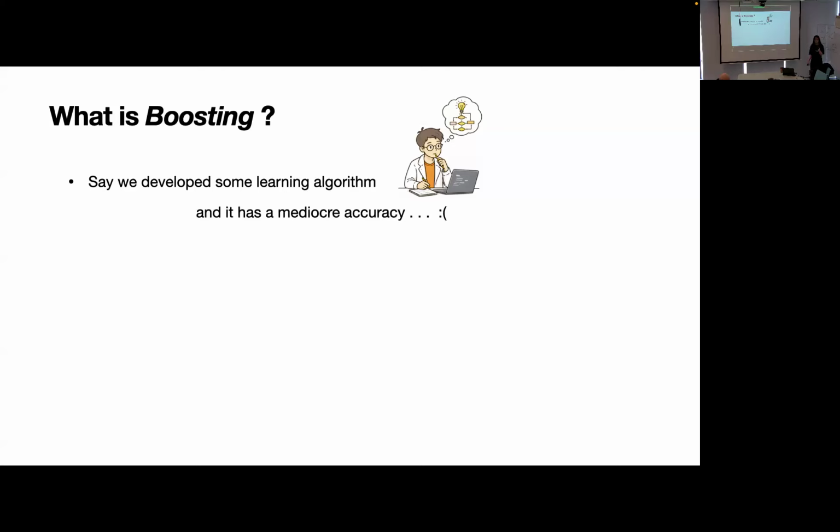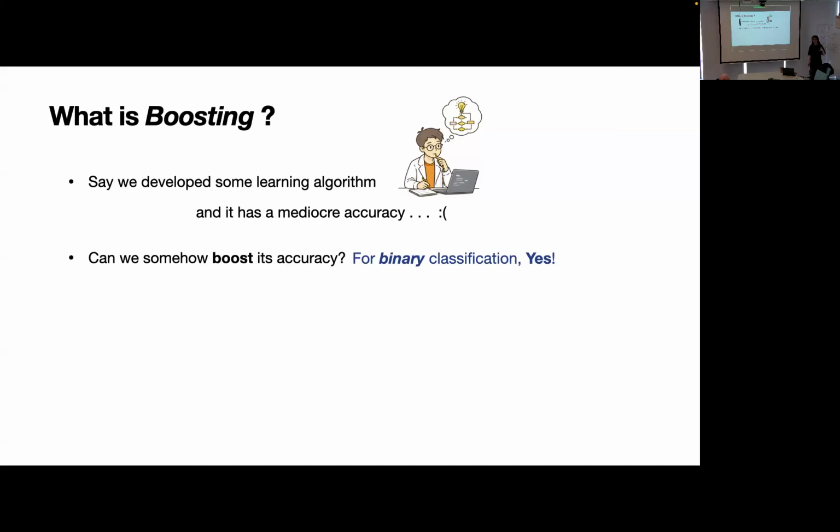Let's say we have a learning problem, and we don't have an algorithm. It's a challenging problem. Let's say we work really hard and we develop some sort of algorithm for our problem and we test it out and it's not very good. It has a mediocre accuracy. What can we do? Can we somehow boost its accuracy to get a strong, good learner for our problem? This is a classic question.